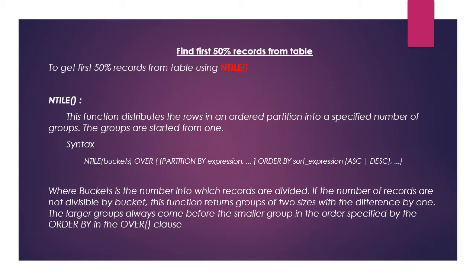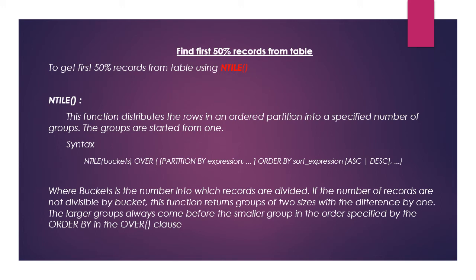This group numbering starts from 1 only. If the number of records are not divisible by bucket, this function returns groups of 2 sizes with a difference of 1. The larger groups always come before the smaller group in the order specified by the ORDER BY in the OVER clause. So if the total records are not divisible by bucket value, then the topmost groups get 1 record extra than the other groups according to the ORDER BY clause.